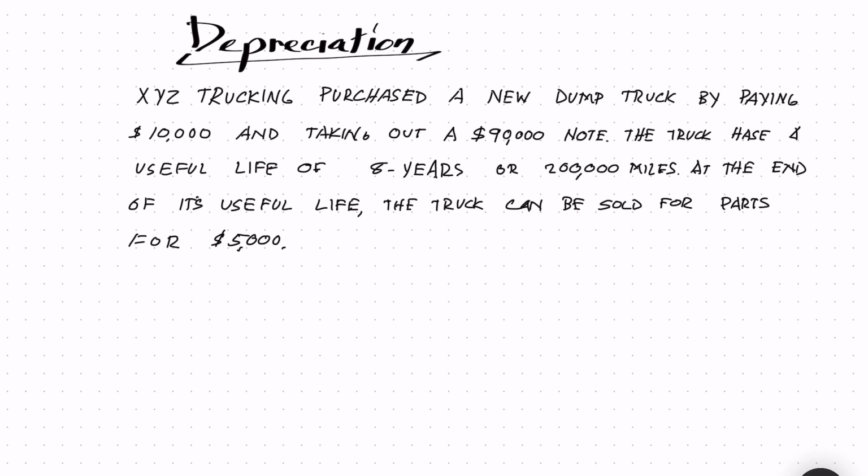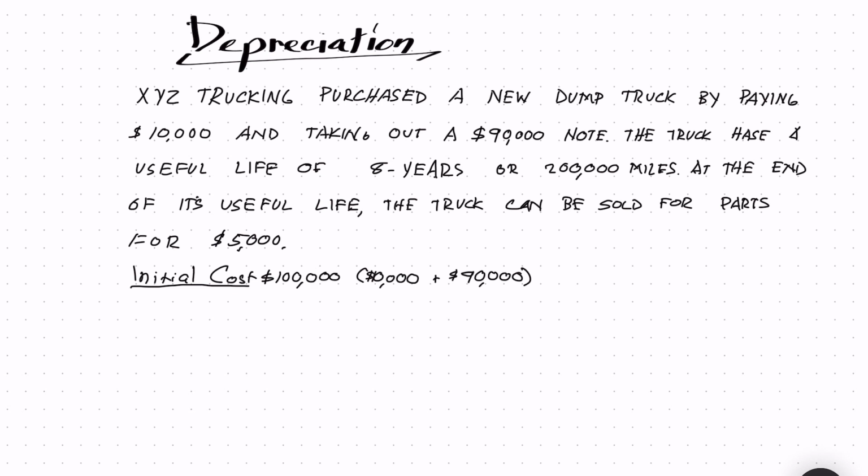So let's start by evaluating the terms that we're going to use. The initial cost is going to consist of two items. It's going to consist of anything that we paid for in cash, that's going to be our $10,000, and also anything that we took out for debt. In this case, we've got an additional $90,000. So we're going to see that our initial cost for this dump truck is $100,000.